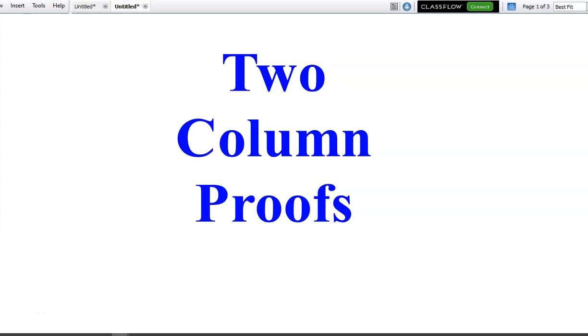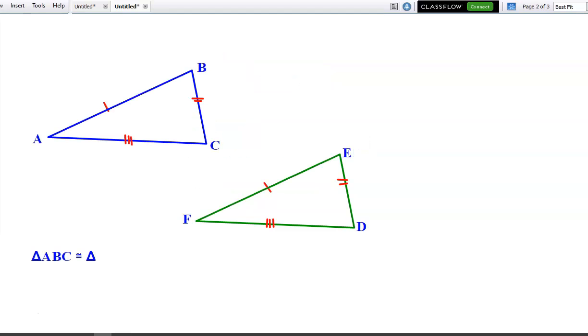Hello class, today we are going to talk about two-column proofs. And I'll be honest, a lot of you will find this to be one of the more difficult things we do this year. But that's okay. So we're going to start off, before we get into the proofs, by talking real quickly about some triangles. Again, we're going to use a lot of this stuff.